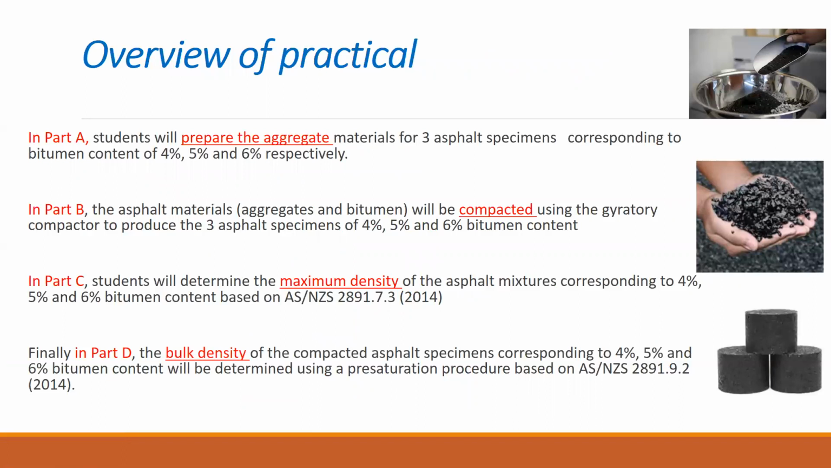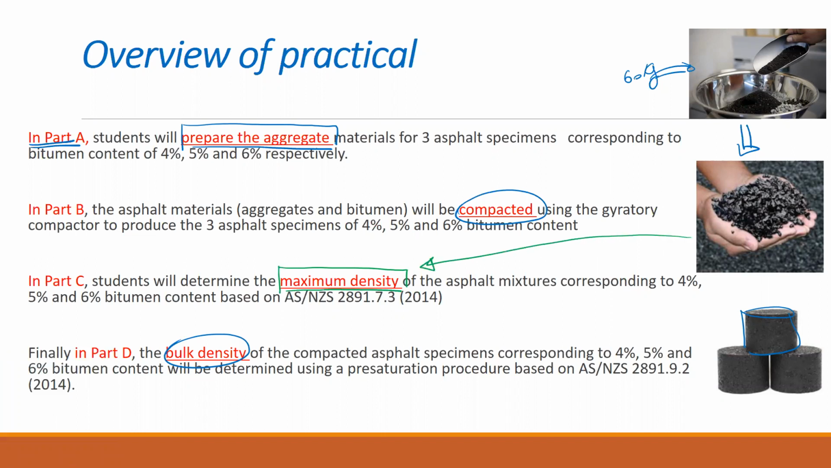There are 4 parts in this practical. Part A, as we have discussed, we prepare the aggregates and then we add the 60 grams of bitumen. We mix it. So we can see the sample like this after mixing. Then we heat it and we compact. After we compact the sample, we can prepare a cylindrical specimen for the testing. We use this cylindrical specimen to test the bulk density. Also, we need to test the maximum density. To test the maximum density, we use a sample without compacting, so a loose sample with bitumen and aggregates together.